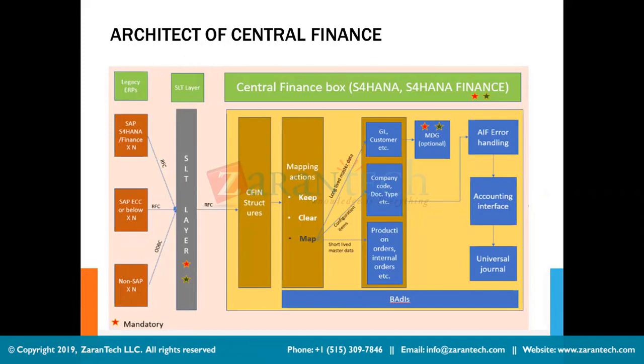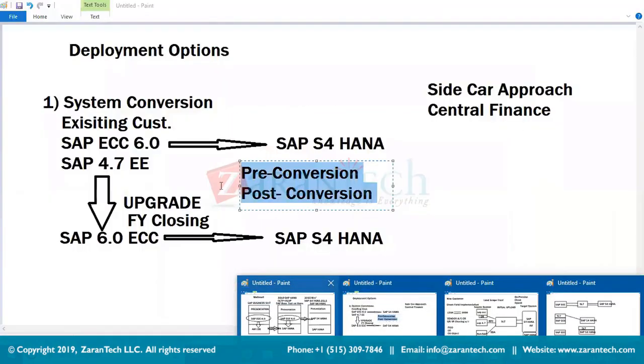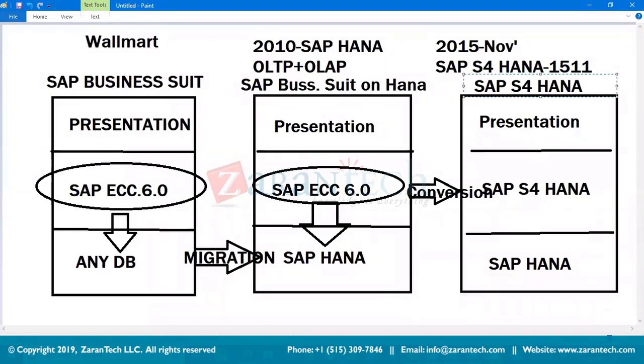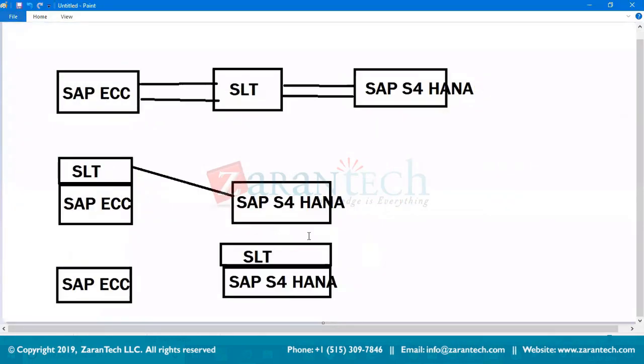So we are not touching the system conversion project in these classes. As I told you, there are various projects: the system conversion, the greenfield implementation, and the SLT process, which is central finance. In Xerantech, I am taking all three of these classes. This is the first new batch for central finance I am taking in Xerantech. Existing batches are going on with the conversion and the greenfield implementation, so your batch is mainly focusing on the central finance classes.